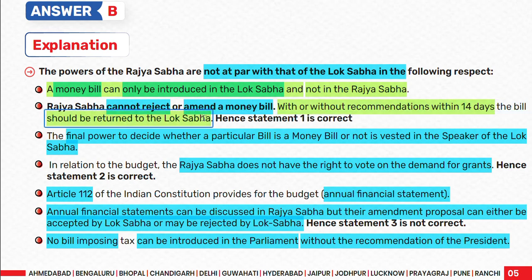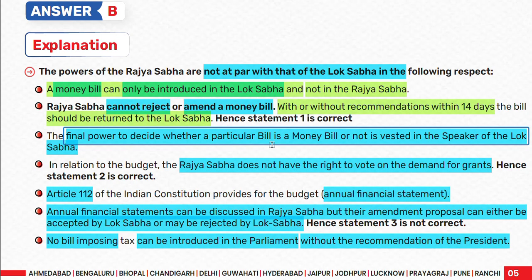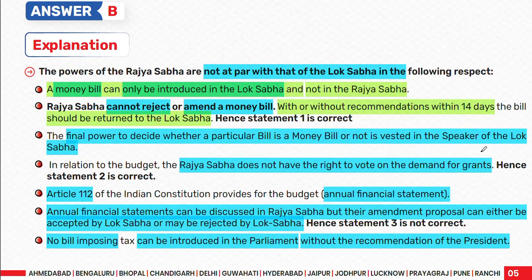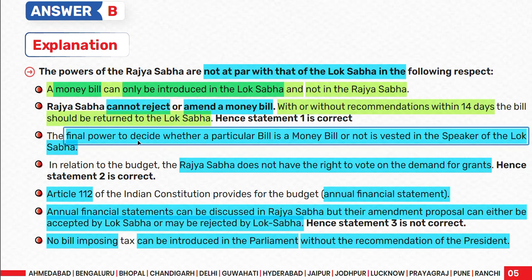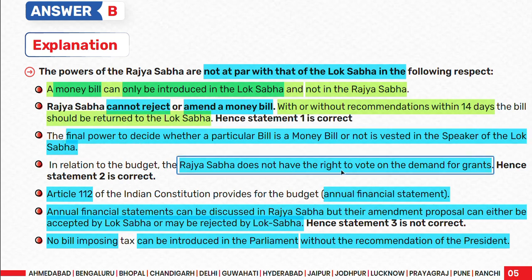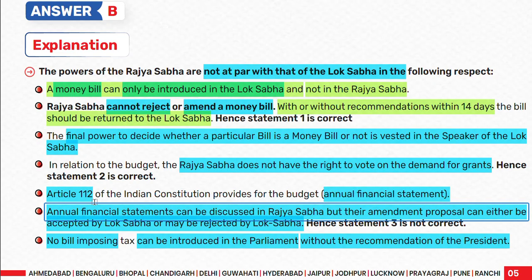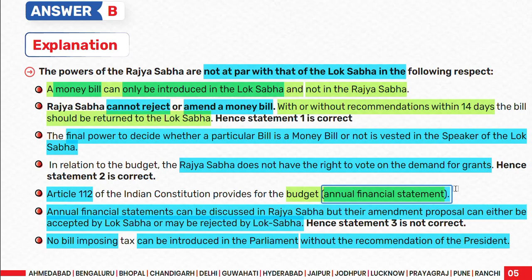The final power to decide whether a particular bill is a money bill or not is vested in the Speaker of the Lok Sabha. In relation to the budget, the Rajya Sabha does not have the right to vote on the demands for grants, so statement 2 is also correct. Article 112 of the Indian Constitution provides for the budget, that is, the annual financial statement. UPSC may trap you by saying that Article 112 provides for the budget. You must remember that this statement would be wrong, because in the Constitution they have not mentioned the word budget.